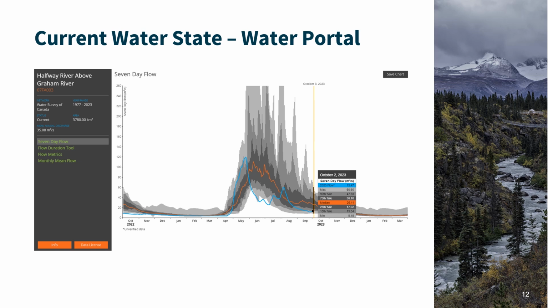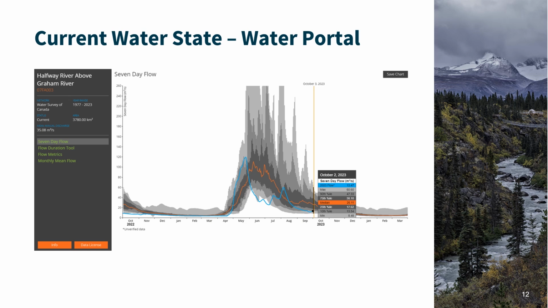And then all those different gradations of gray and orange are the different statistics. So you've got the median flow in orange, and then you've got the minimum flows and the low flows in the lower grays, and then the higher flows in the higher grays. And so this really helps us identify where we're at from a historical standpoint.